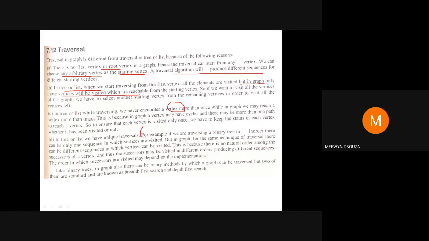For example, you have a graph like this, and say there's one node like this, D. If we start from here, the vertices that are reachable are A; from A you can go to B and you can go to C, but you cannot go to D. So in the answer you may get these three vertices as the sequence, but you will never get D. That is also a valid answer, in case you are not able to reach some vertices.